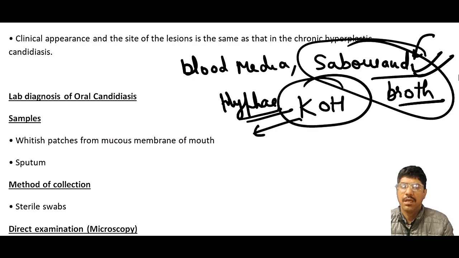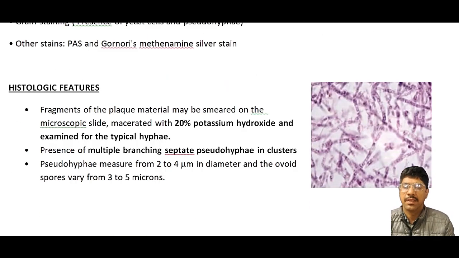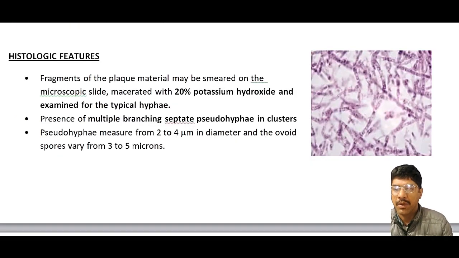Apart from that, the histological features: biopsy samples can be examined under the microscope, showing the presence of yeast cells and hyphae or mycelium in the superficial and the deep layers of the involved epithelium. Staining with PAS or methenamine silver helps to visualize the organism.